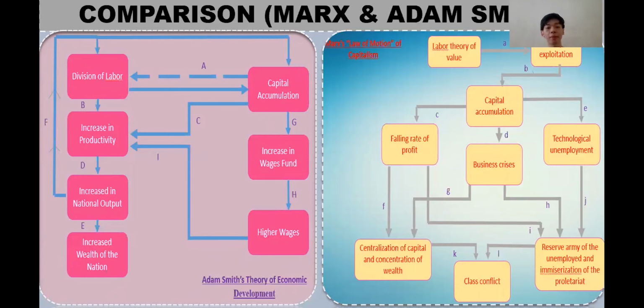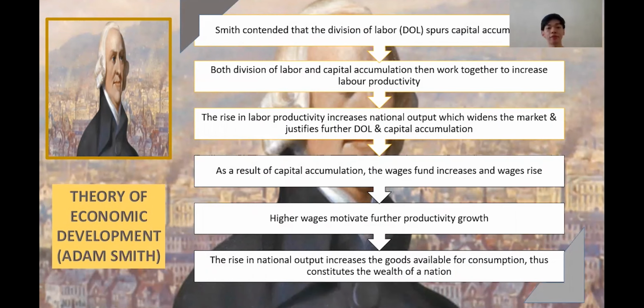In the law of motion of capitalism, the result of capital accumulation will bring the falling rate of profit, business cycles, and technological unemployment. Smith contended that division of labor plus capital accumulation work together to increase the level of productivity. The rise in labor productivity increases national output, which widens the market and justifies further division of labor and capital accumulation. As a result of capital accumulation, the wage fund increases and wages rise. Higher wages motivate further productivity growth. The rise in national output increases the goods available for consumption also. Thus, they constitute the wealth of nations.